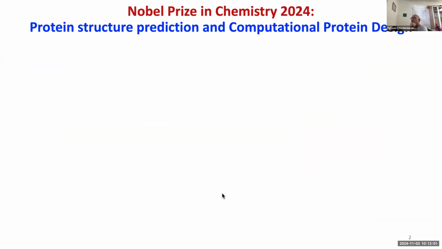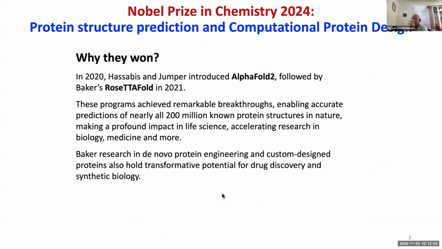So I'm going to start by explaining a little bit about why they won this prize. In 2020, Hassabis and Jumper presented AlphaFold, which was followed quickly by RosettaFold in 2021. These programs achieved several breakthroughs in different disciplines, which enabled the accurate prediction of more than 200 million known protein structures in nature. And this made a profound impact in life science, accelerating research in biology, medicine, etc.